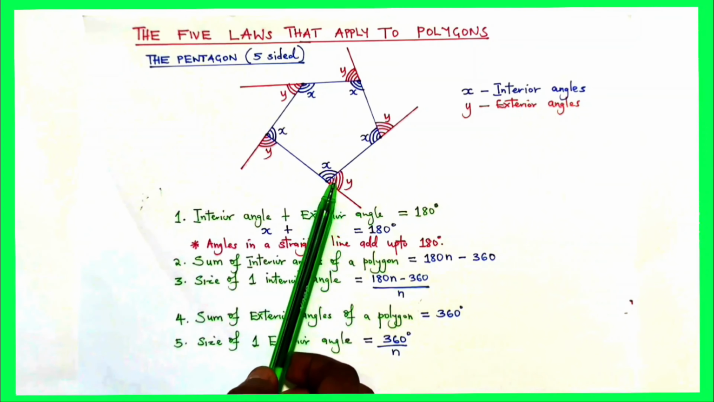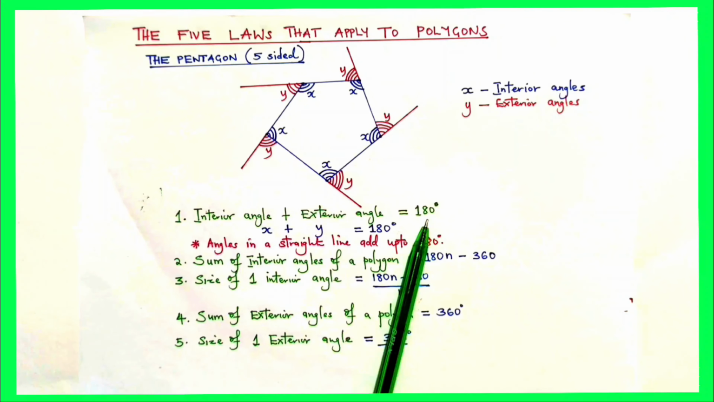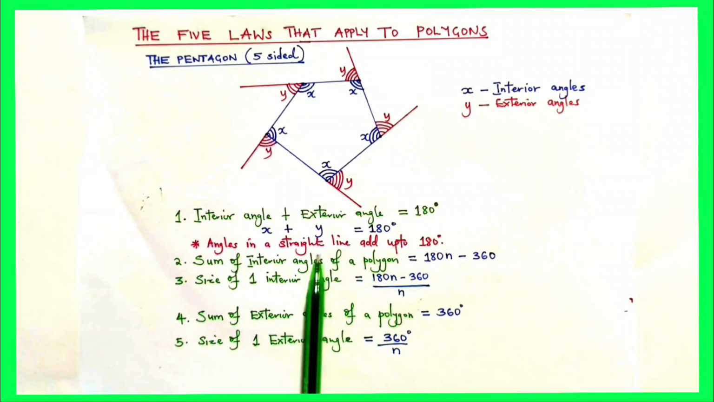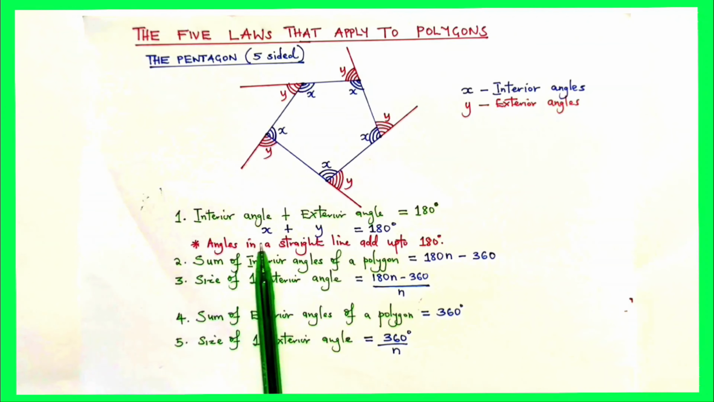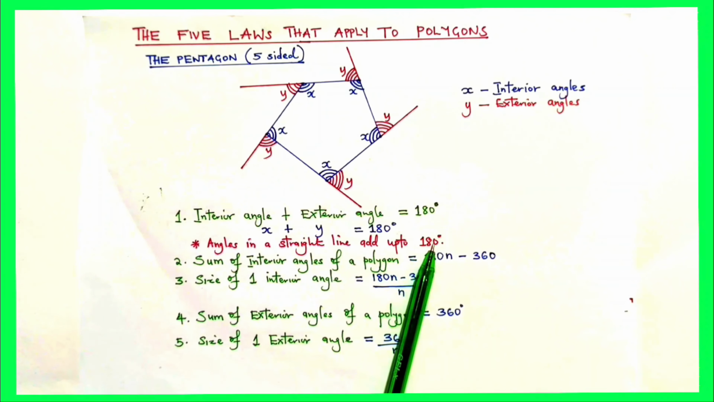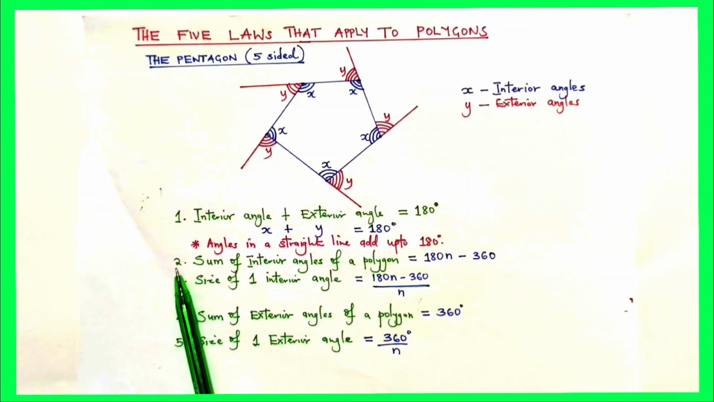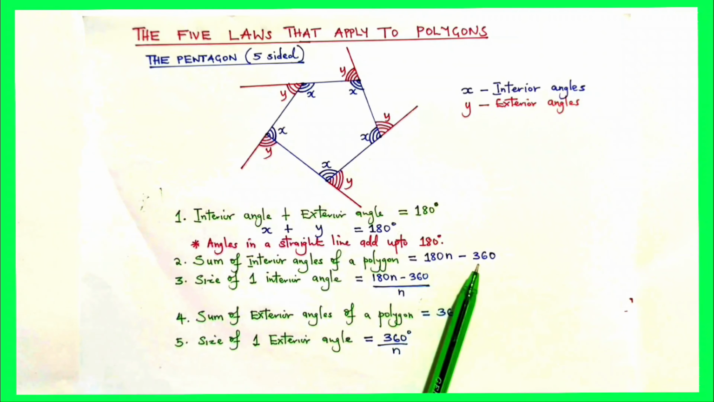The first law: interior angle plus exterior angle will be equal to 180 degrees. And this one relies on the principle that angles in a straight line add up to 180 degrees. The second law: sum of interior angles of a polygon will be equal to 180n minus 360. The third law: size of one interior angle will be equal to (180n minus 360) over n.